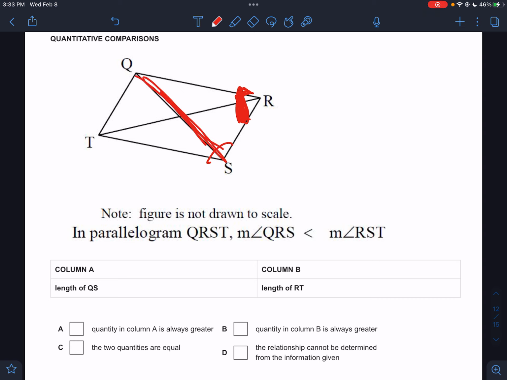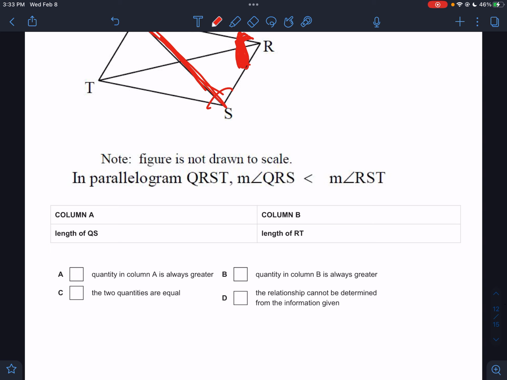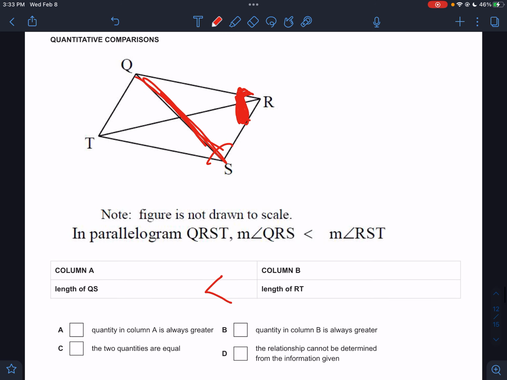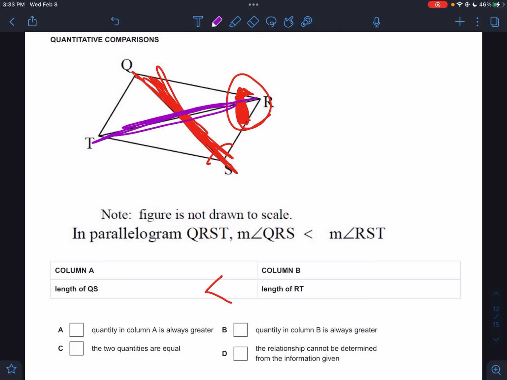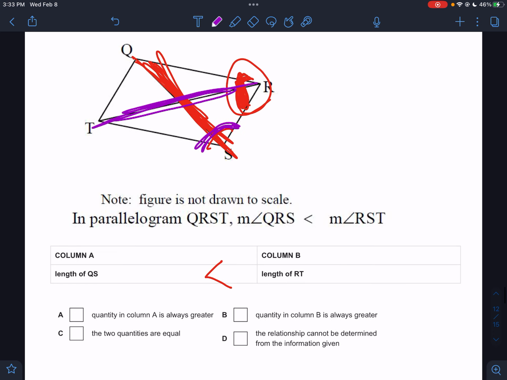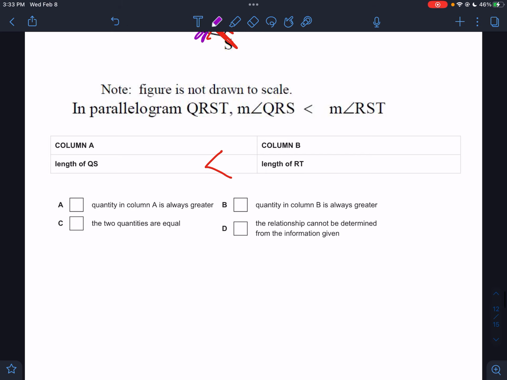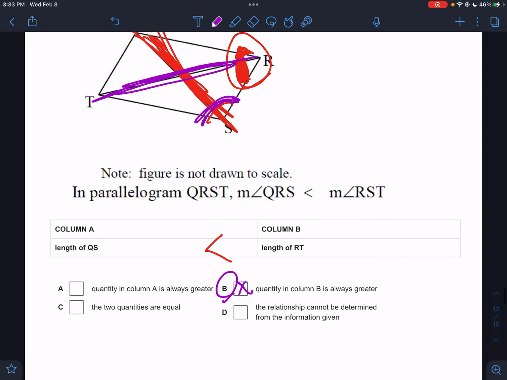The wider the corner, the wider or longer the diagonal. So QS has to be smaller than RT. The smaller corner has the smaller opening. If they're telling us that this is the bigger corner, then purple is the bigger diagonal. RT is the bigger diagonal. So quantity in column B is always greater. It's only because of this. If you take this line away, there's no way to know, and we would say not enough information.